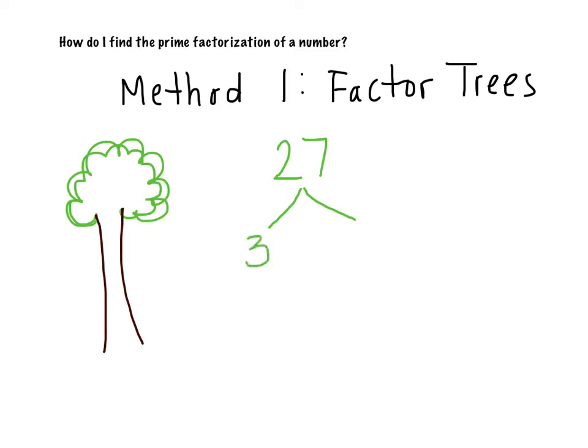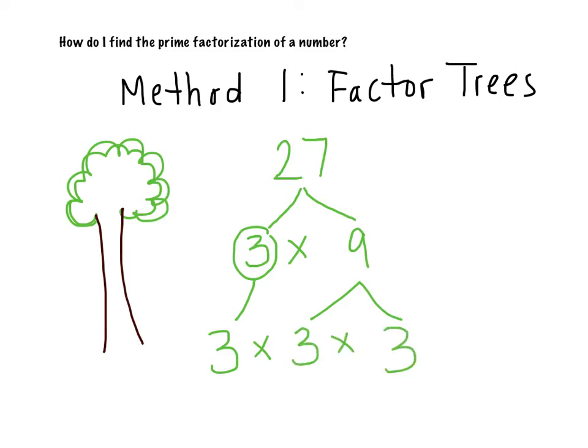27 is equal to 3 times 9. Okay, and then because 3 is prime, we're just going to bring that down to the next level. And we have to branch 9 here because 9 is not prime. 9 is equal to 3 times 3. And then when I check all three of those numbers, they are prime. And because they are, I know I can stop. So 27 is equal to 3 times 3 times 3.